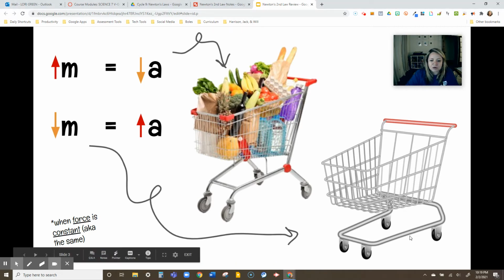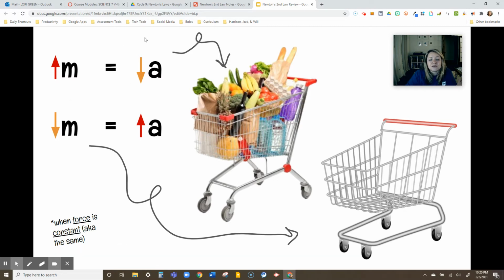So let's say you're at the store and you have a shopping cart that is full of groceries and a shopping cart that's completely empty. Well, if you apply the same force to each of those shopping carts, it means the force is constant, then you're going to have different acceleration rates for each of these. For the shopping cart that has more stuff in it, well, it has more mass, and so its acceleration is going to be lower. It means it's going to go slower. If you push on the empty shopping cart with the same force that you pushed on the full shopping cart, because it has less mass, that means it will go faster. So its acceleration will be higher.